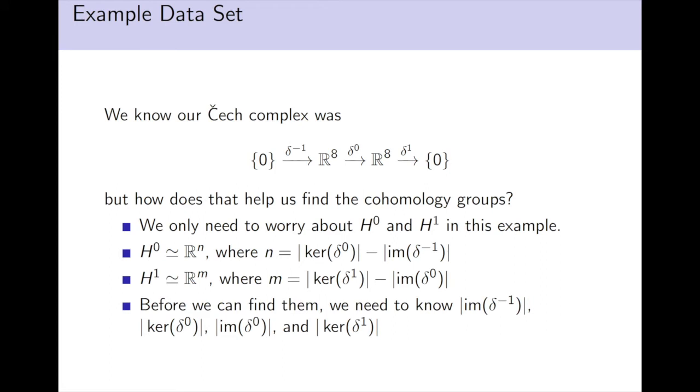So to find H0, given our Čech complex, we're going to need to look at the dimension of the kernel of delta 0 minus the dimension of the image of delta negative 1. Similarly, for H1, we're going to want to look at the dimension of the kernel of delta 1 minus the dimension of the image of delta 0. So before we can actually find these cohomology groups, we need to know the dimension of the image of delta negative 1, the dimension of the kernel of delta 0, the dimension of the image of delta 0, and the dimension of the kernel of delta 1 as well.